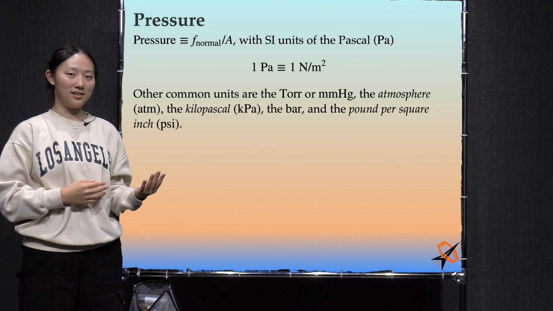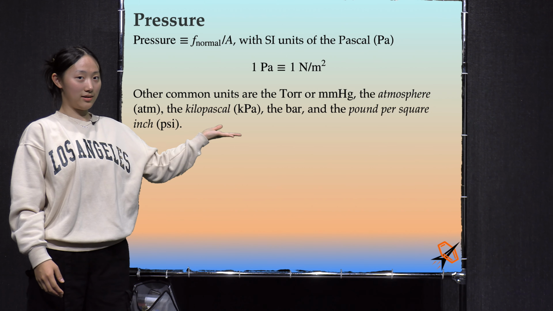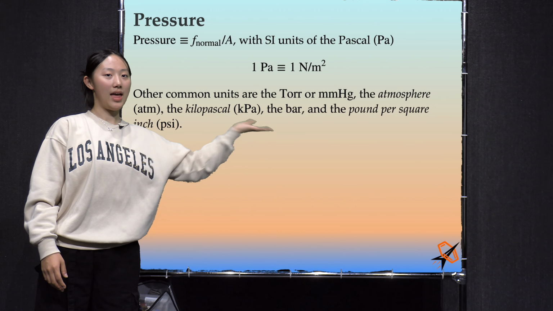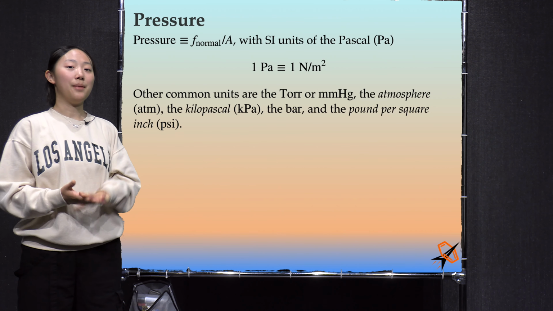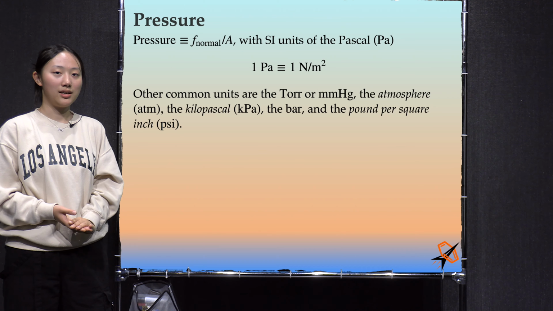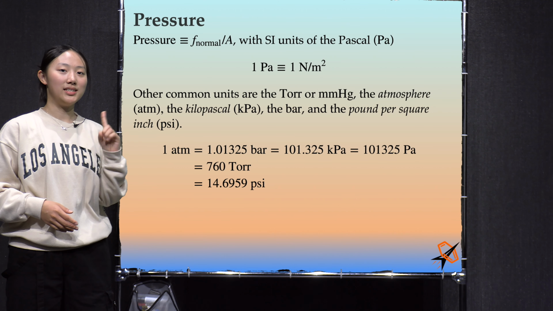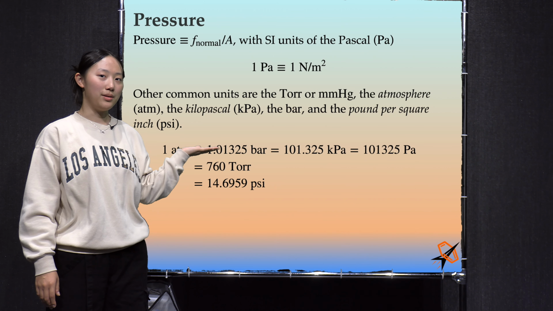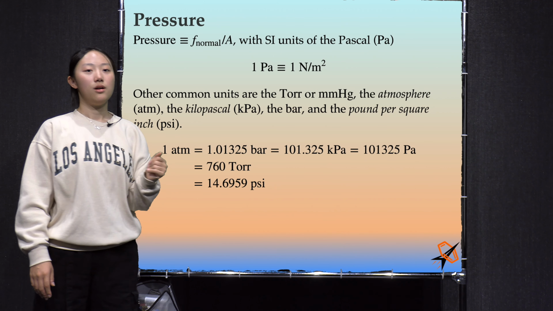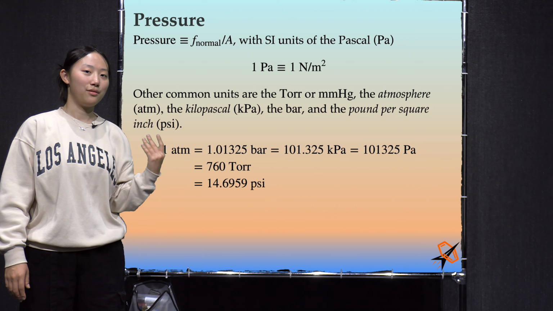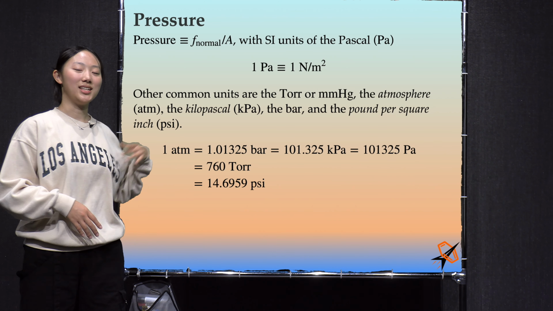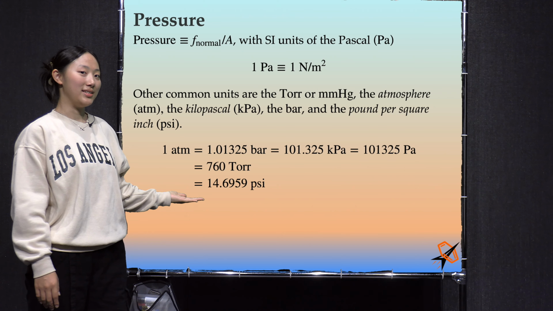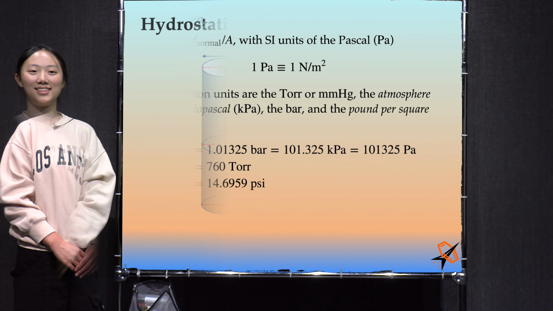Additional common pressure units are the standard atmosphere or atmosphere, the kilopascal, the bar, and the pounds per square inch. For helping conversion among the common pressure units, remember that 1 standard atmosphere is equal to 1.01325 bar, or 101.325 kilopascal, or 101,325 pascals, as well as 760 torr and 14.6959 psi.